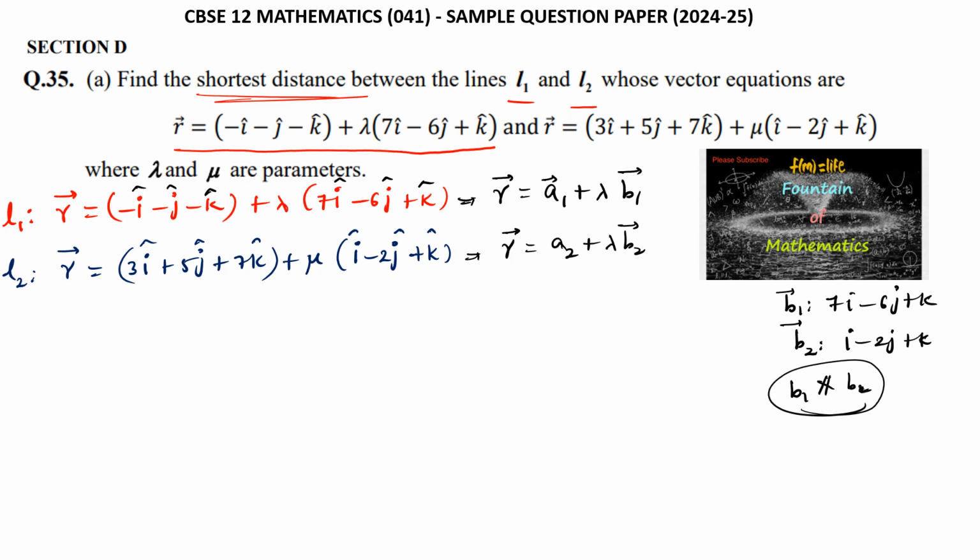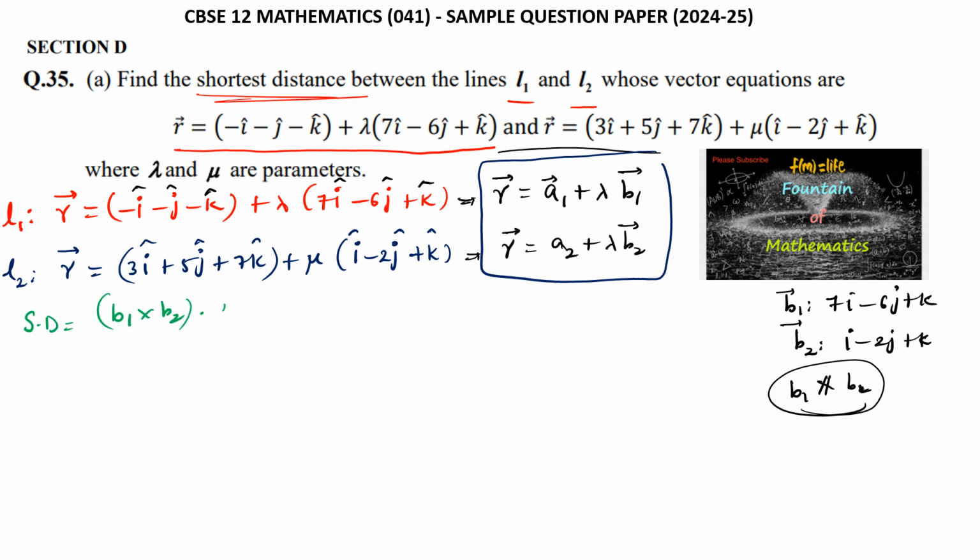And now the shortest distance between these two lines, r = a1 + λ b1 and r = a2 + λ b2. So we can have the formula: shortest distance is (b1 × b2) · (a2 − a1) divided by the magnitude of b1 × b2. So let's find the b1 cross b2 here.